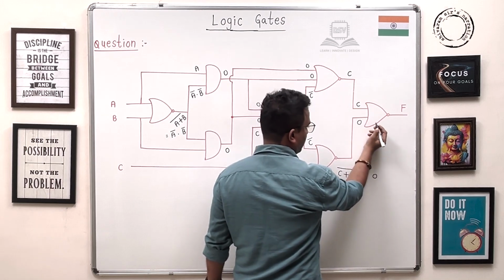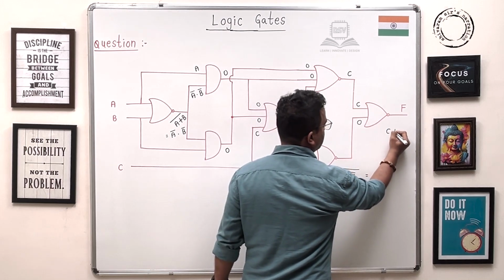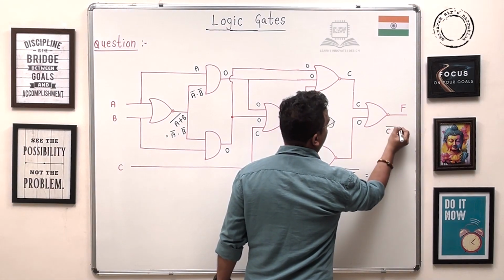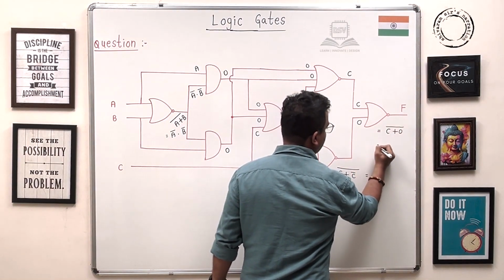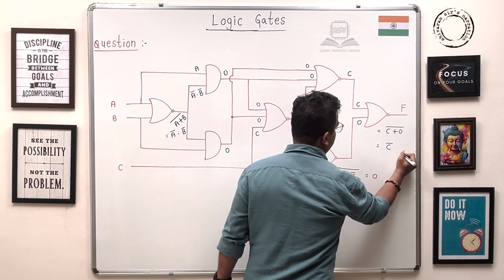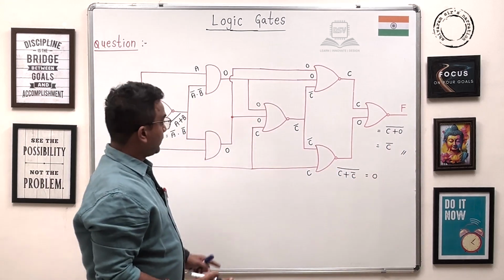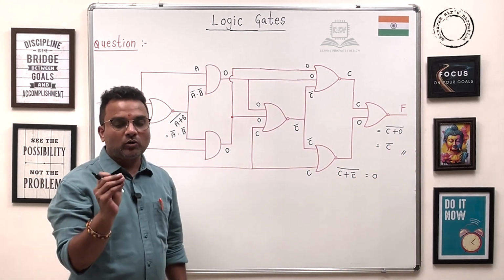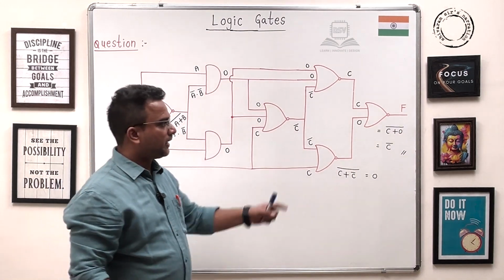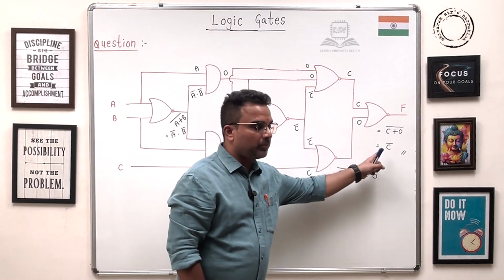Now this is a NOR gate, so (C plus 0) whole bar. Now what is it guys? It is C bar. Hence guys, for this design, the output expression is F equals C bar.